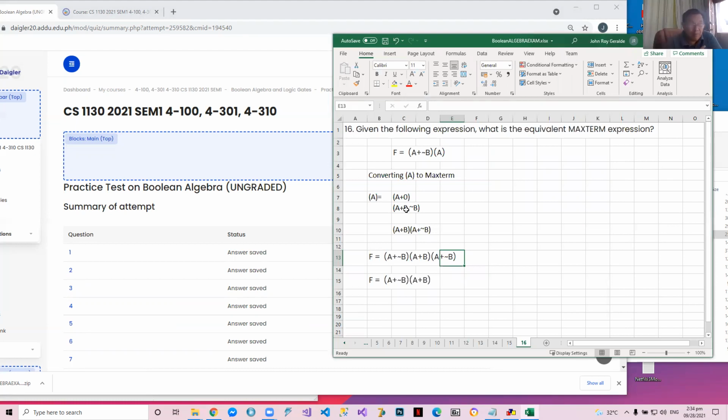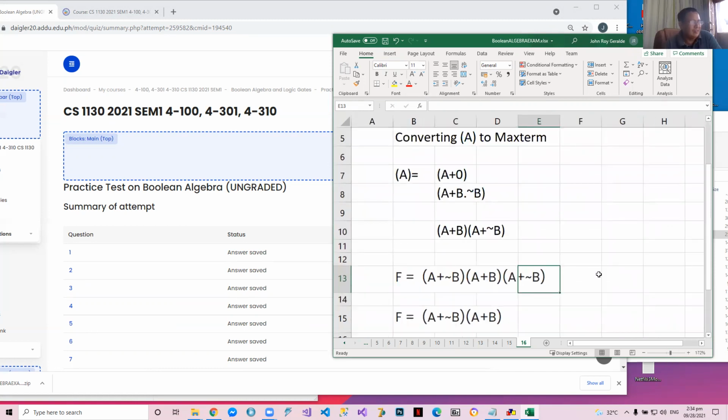Because this is strange because this is not applicable in normal algebra, no? In normal algebra, we cannot distribute addition. This B and not B, do you follow? This B, we distribute to A. And the not B, we distribute to A. So this B, when distributed to A, becomes A plus B. And this not B, when distributed to A, becomes A plus not B. This looks strange, no? Because this is only applicable in Boolean algebra. In normal algebra, we do not allow this. Do you follow?